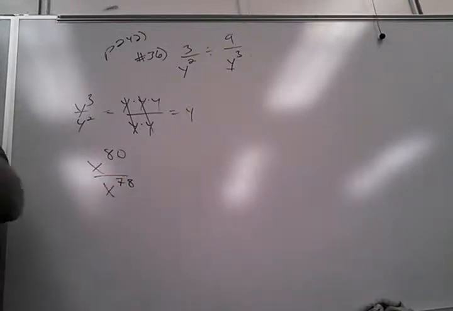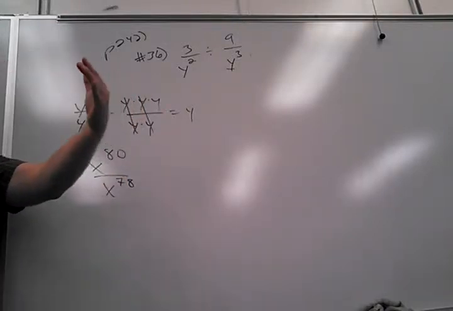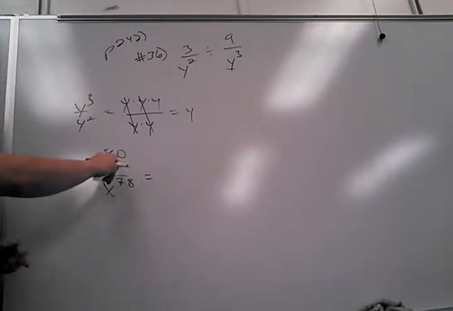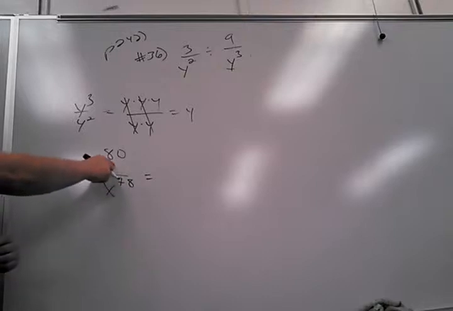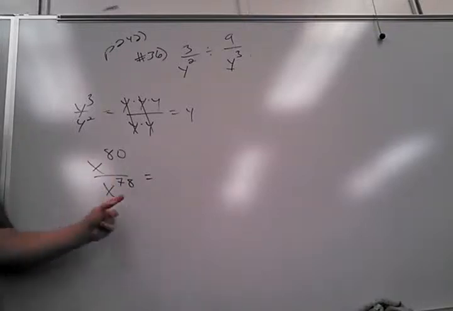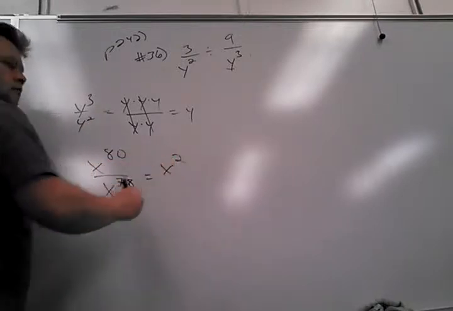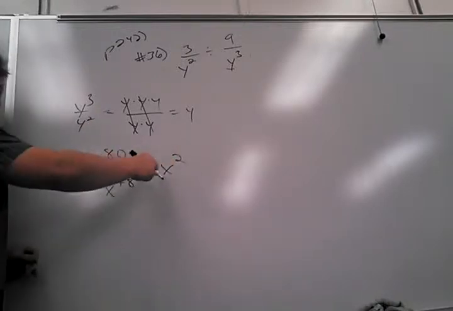I really don't want to write 80 x's out, and I really don't want to watch you do it either. Well, what do you think's going to happen? How many x's would cancel? 78. How many would be left? 2. Where? On the top. Because 80 minus 78 is 2.